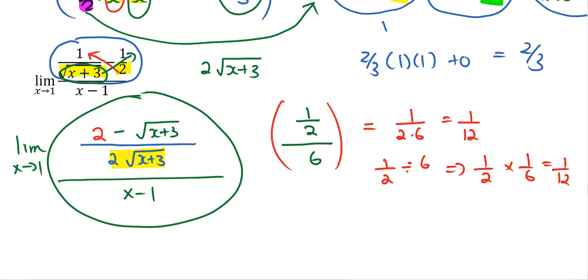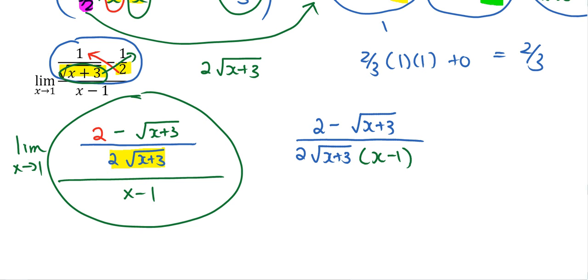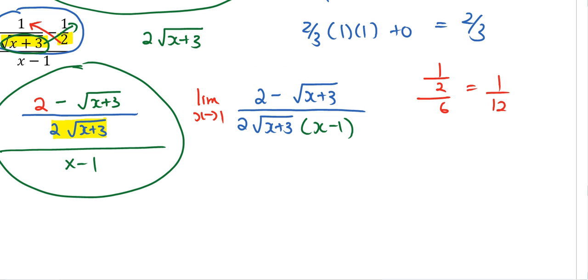Okay, so if you use your fraction rules, what you can do is you can simplify this complicated fraction here. And if I use my fractional rules, this will be 2 minus square root of x plus 3 divided by 2 times the square root of x plus 3 times x minus 1. Alright, so if I use my fractional rules there, basically the 1 over 2 divided by 6, which is 1 over 12, if I use that little rule here, I can simplify my fraction into this right here. Okay. Now from here on, what can you do next?